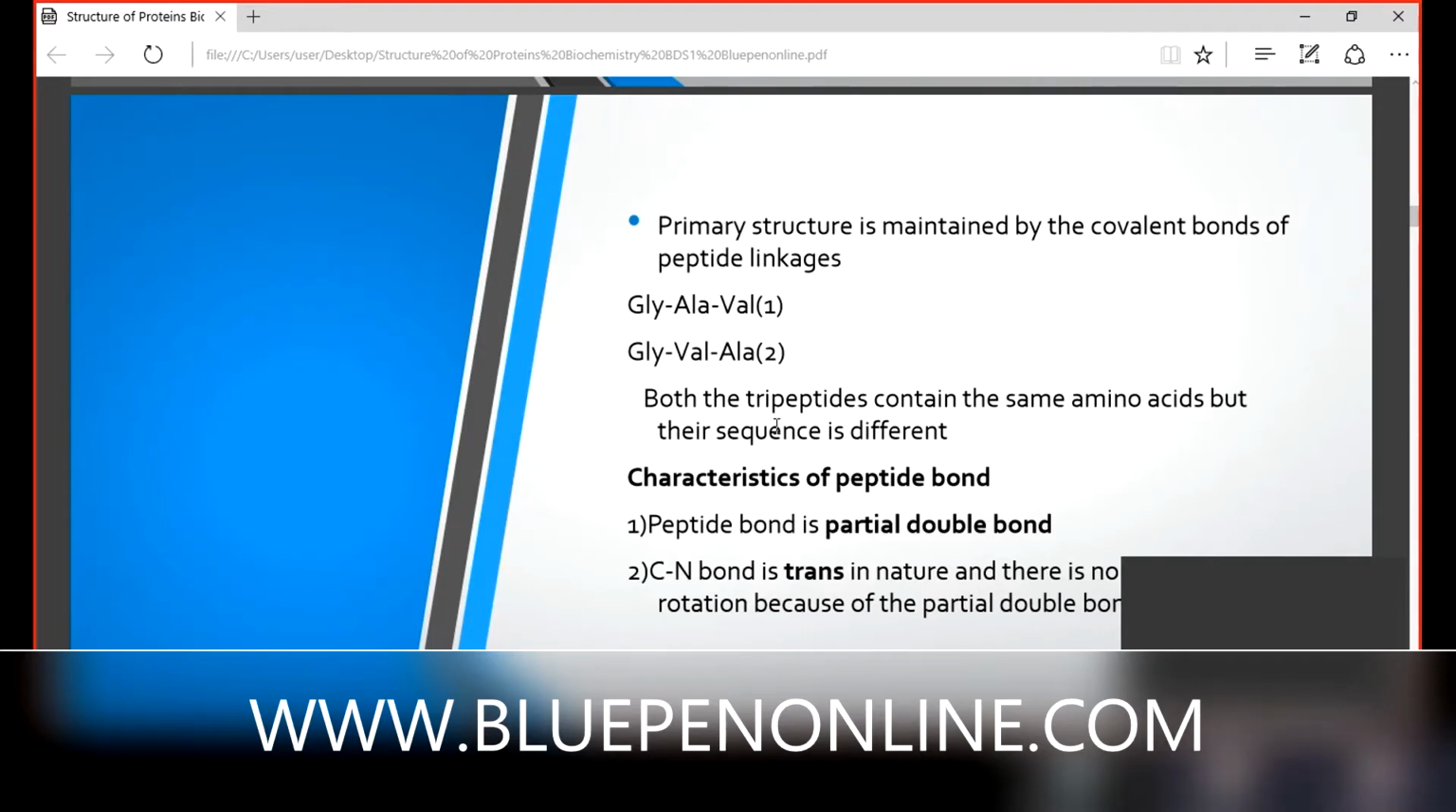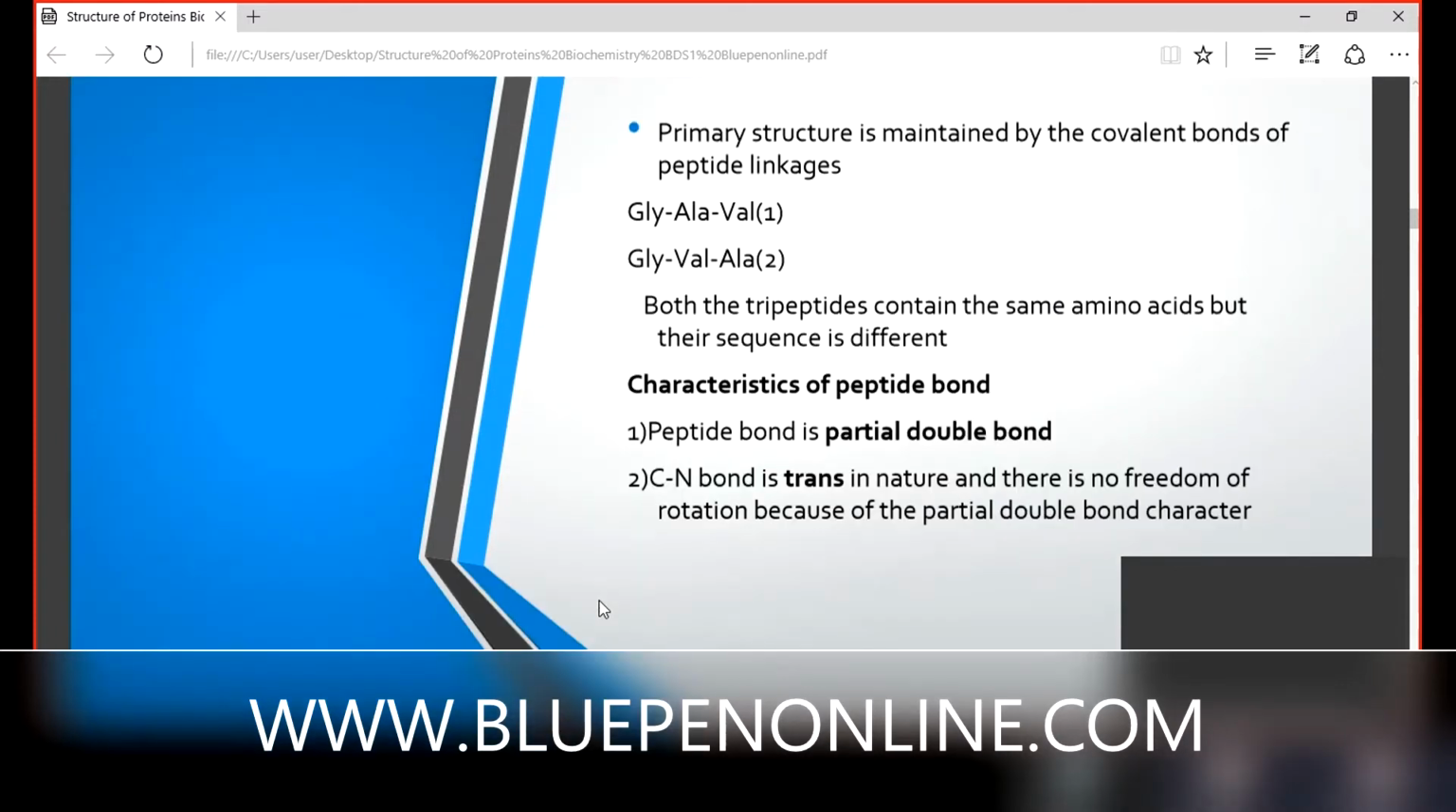So in this tripeptide, why is it known as a tripeptide? There are 3 amino acids. How many peptide bonds are there? 2. But they are different. These first and second peptides are different because their sequence is different. Then the peptide bond is partial.